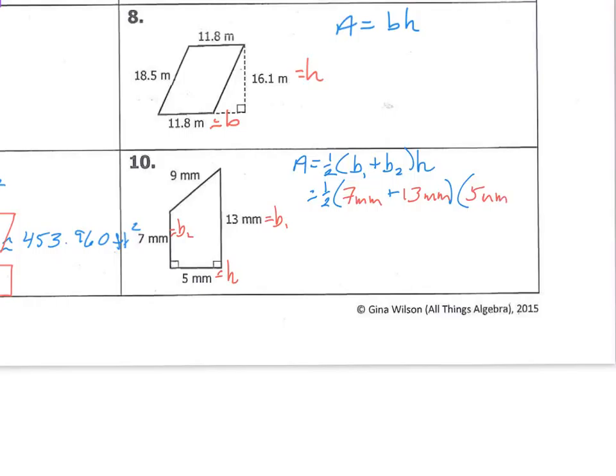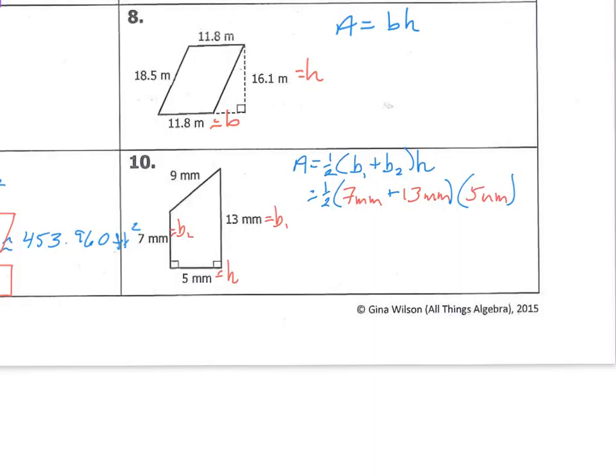So what kind of figure is this? It's a trapezoid. You need base sub 1, base sub 2, and height in the trapezoid. What are your bases? The 2 parallel sides of the 7 and the 13.